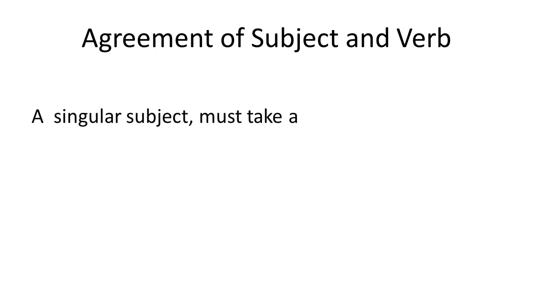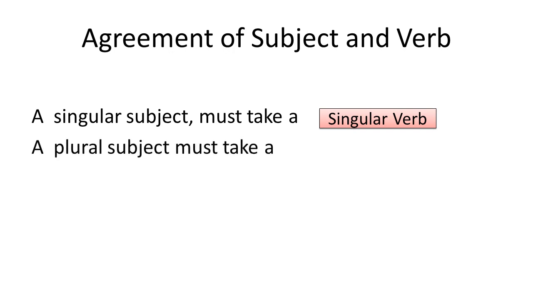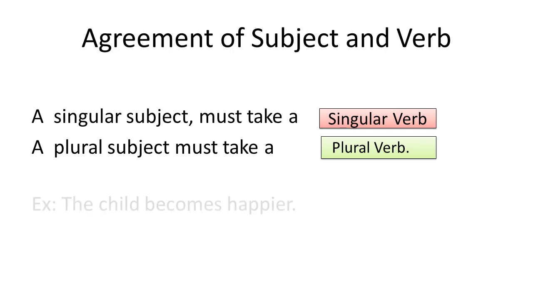A singular subject must take a singular verb. That is the agreement between subject and verb. Subject says that if it comes in singular, the verb must also come in singular. Likewise, a plural subject must take a plural verb. That means when the subject comes in plural, the verb also must come in plural.